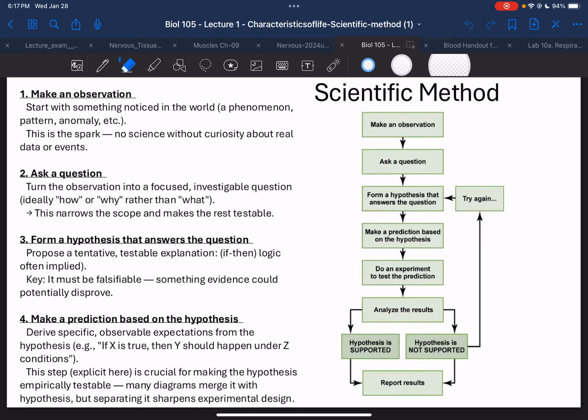Now, make a prediction based on the hypothesis. This is that if-and-then I'm talking about: if this happens, then this happens. So you can see, if X is true, then Y should happen under these conditions. This sounds a little weird, but what it means is, what if there's a fox where those squirrels are eating? That's going to throw off your experiment, so everything should be the same. You want to make sure that you even list under what conditions. You're really trying to figure out if something is true.